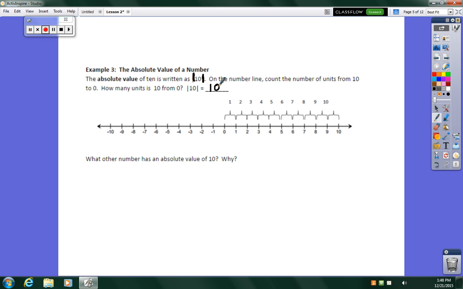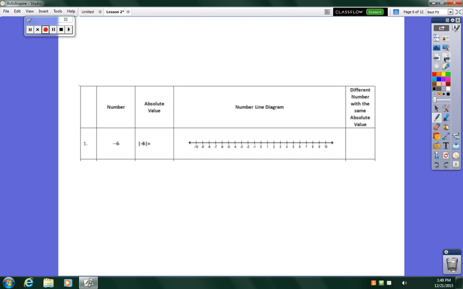What other number has an absolute value of 10? Well, now you're going to look for a number on your number line that's 10 units from 0 in the other direction. So 1, 2, 3, 4, 5, 6, 7, 8, 9, 10. So the absolute value of negative 10 is also 10, okay, because negative 10 is 10 units away from 0. All negative numbers will have a positive absolute value. Okay, let's look at our next examples.